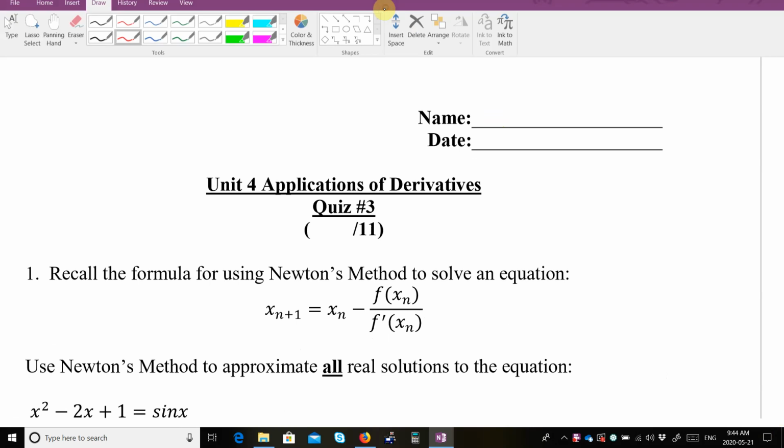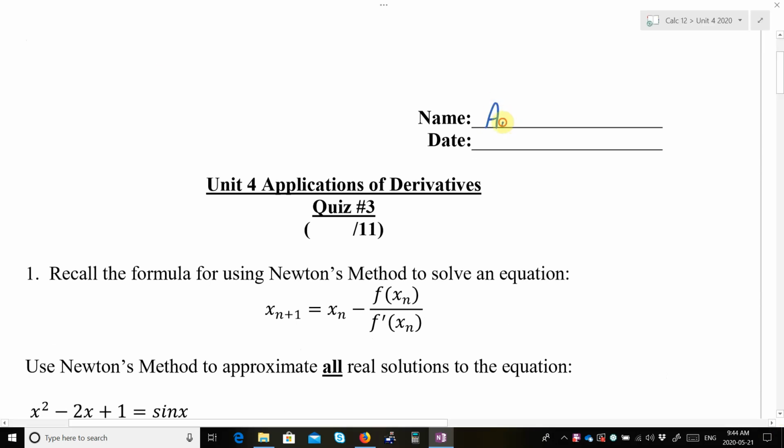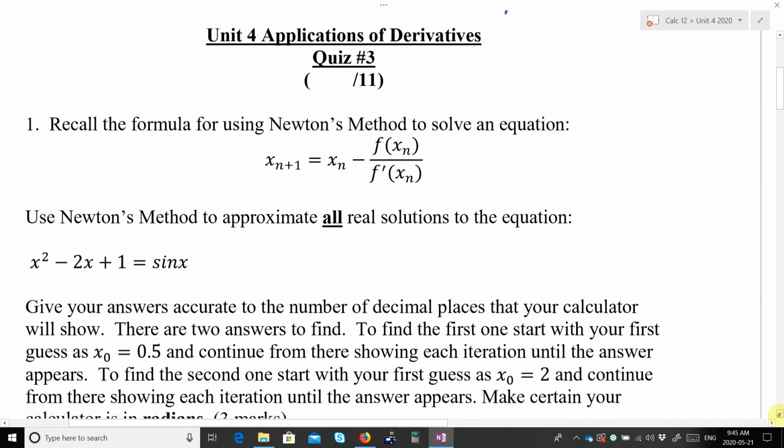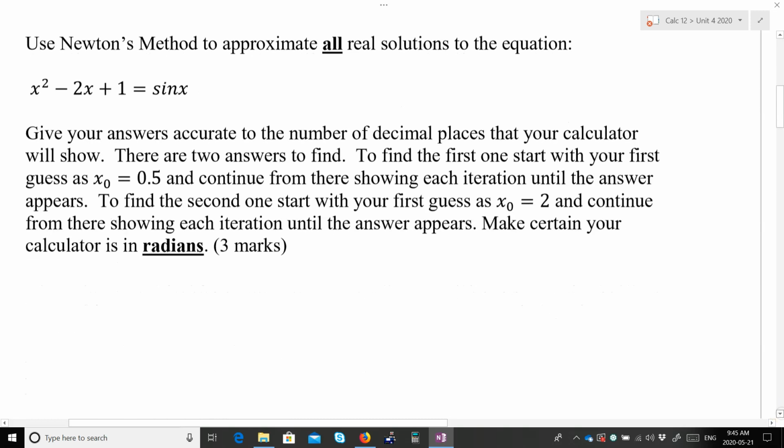I'm going to call mine answer key. And we start off with a Newton's method question. So it says, recall the formula for using Newton's method to solve an equation. Okay, it's shown there. Use Newton's method to approximate all real solutions to the equation x squared minus 2x plus 1 equals sine x.